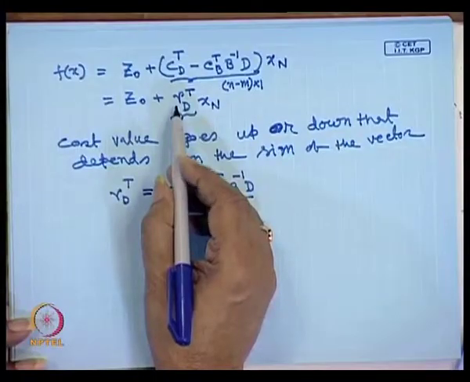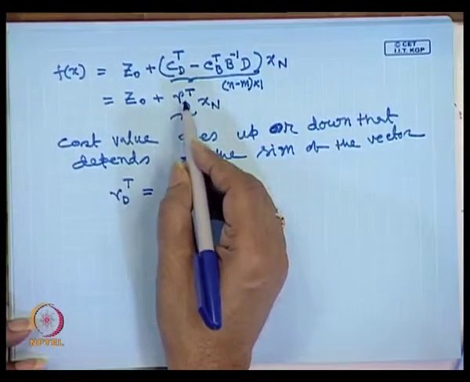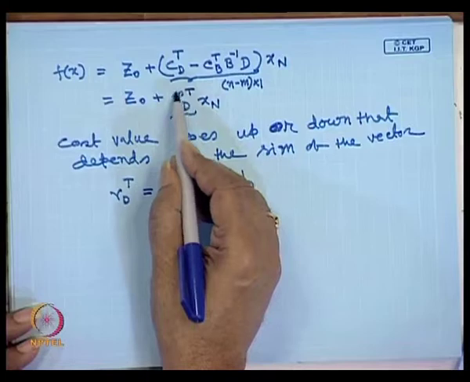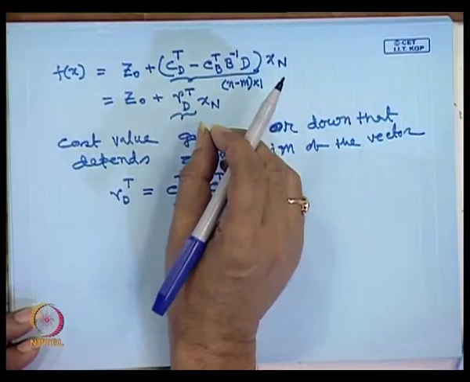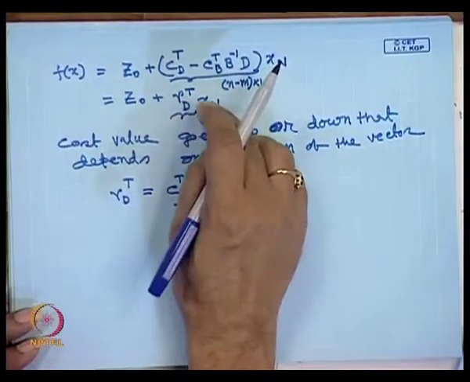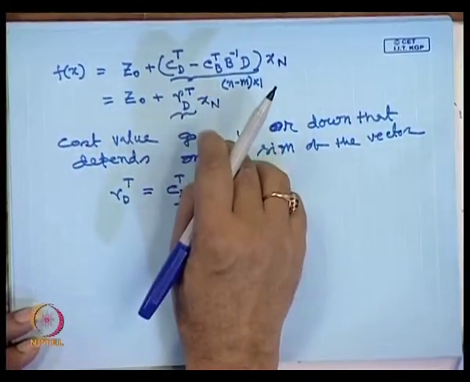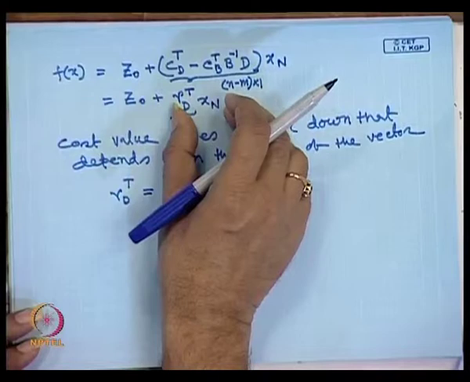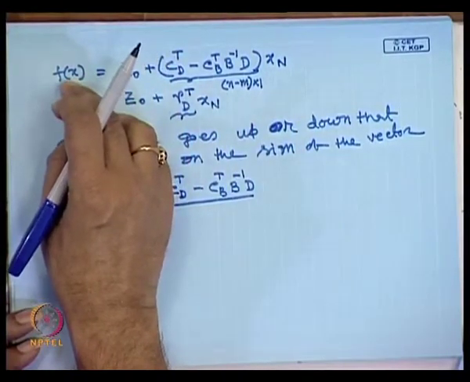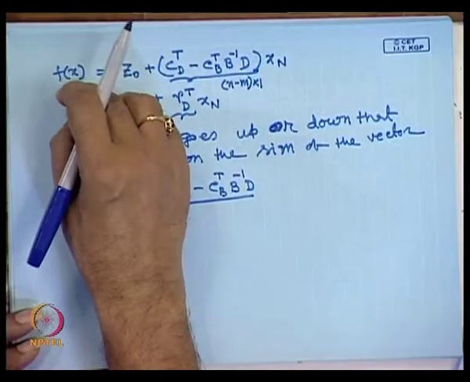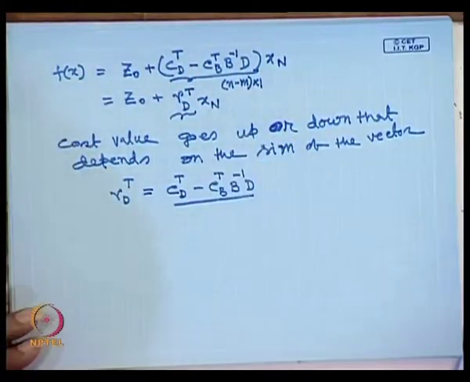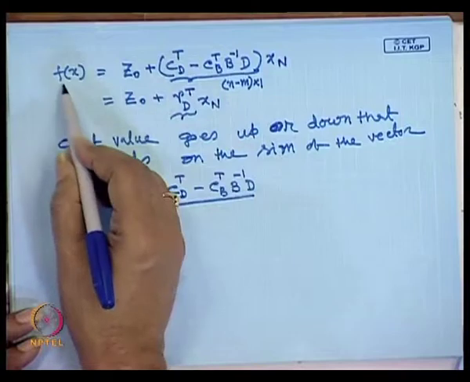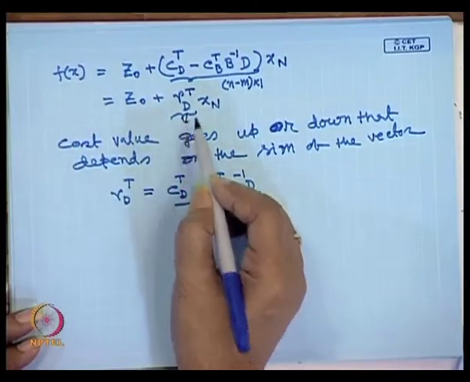So, if you think the other way, if at least one element of R_D transpose is negative, and the corresponding element of x_N is positive, then the product will be negative. So, there is a scope for reducing the value of f(x) if you move that point. So, whether the function value will increase or decrease depends on R_D.